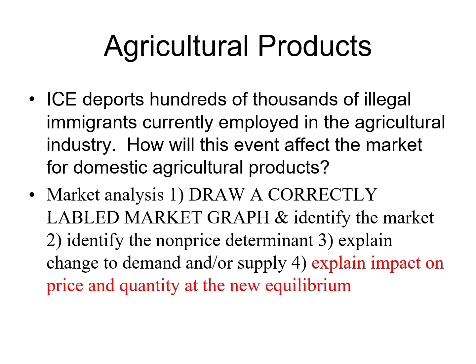Draw your correctly labeled graph. Make sure you identify the market. Identify the non-price determinant of demand or supply affecting this market. Demonstrate the shift of the curve on the graph. And determine how the change in demand or supply ultimately affects equilibrium price and quantity in the market for agricultural products.